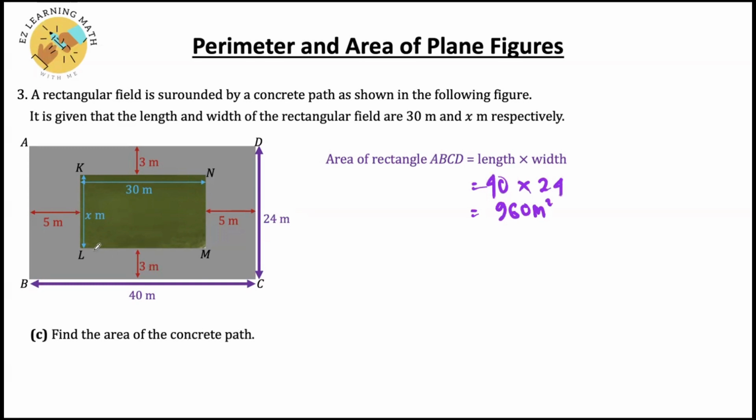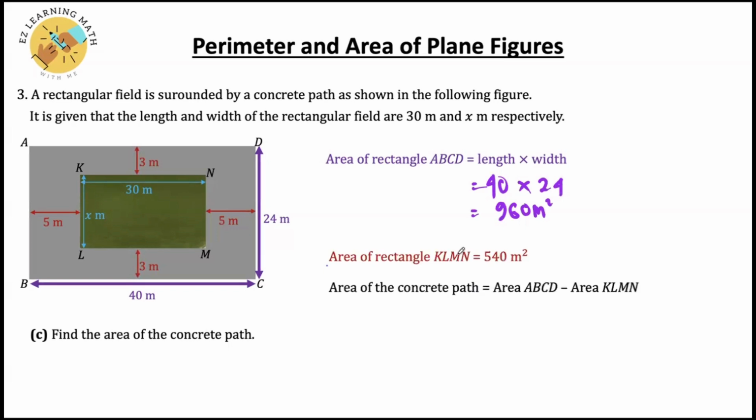To get the area of the concrete path, we have to subtract the area of rectangle KLMN from the area of ABCD. And from the previous answer, we know that the area of rectangle KLMN is 540 square meter. Let's subtract 540 from 960. And the answer is 420 square meter.